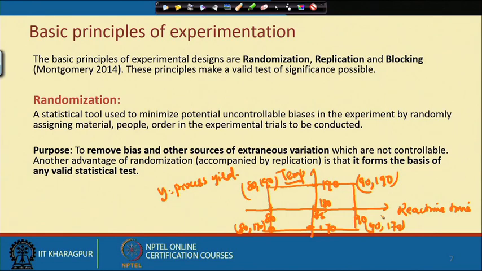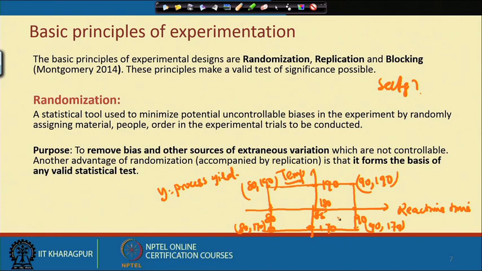Now, how do you do the experiment? You will keep reaction time at 80 minutes and temperature at 170, and you can do the experiment. So, the question is which one you will choose first. Which settings, which one first or which one second, will there be any order? You cannot choose selectively, you have to randomize it. You will choose using certain random numbers. So first time you may do the experiment here, second time here, third time here, and so on. So there will be a random order in choosing the settings.